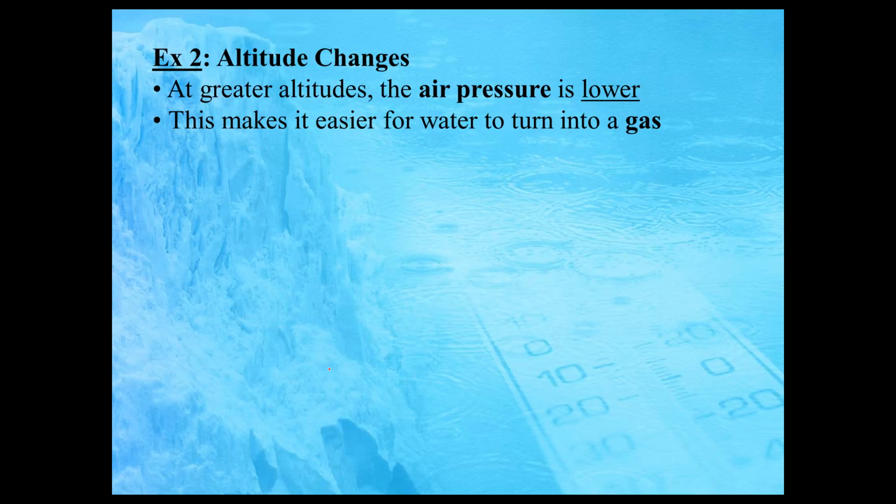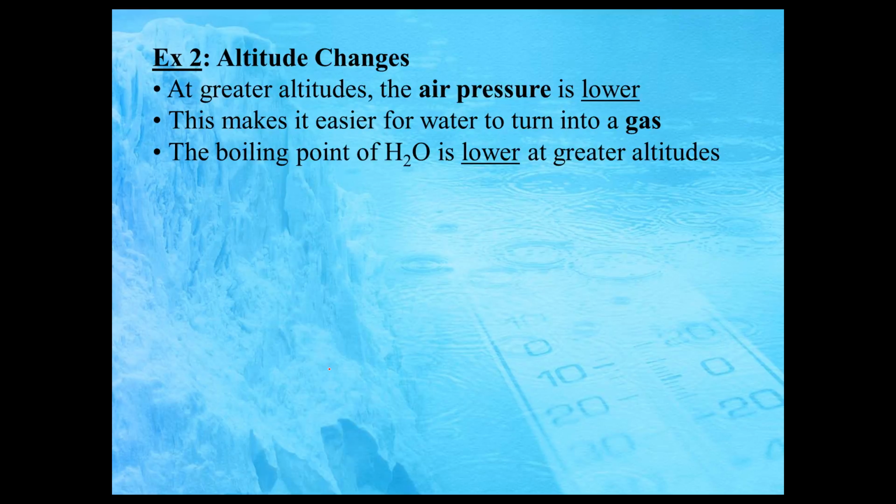As the air pressure gets lower, it makes it easier for water to turn into a gas. If it's easier for water to turn into a gas, that means the boiling point of water is lower at greater altitudes. So at sea level, the boiling point of water is 100 degrees Celsius. If you went to a really, really high altitude, like for example, the altitude of Mount Everest, I think the boiling point of water is somewhere around 70 degrees Celsius. So it's quite a bit lower.